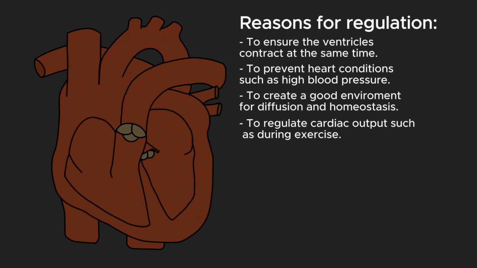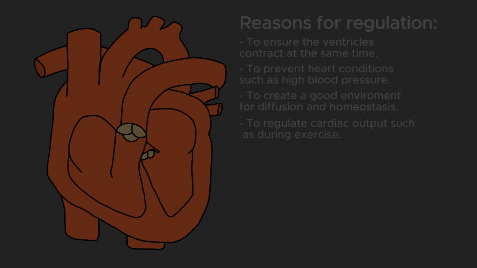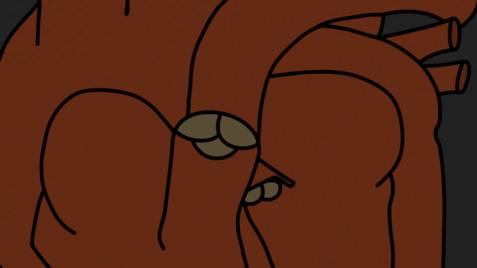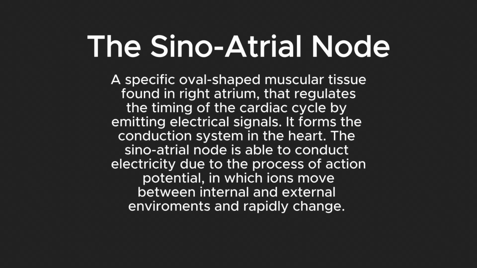It is an intricate process, so it must be carefully regulated. One small error could trigger severe health consequences. The general process begins in the silent atrial node present in the right atrium. This tissue, also often referred to as the natural pacemaker, is responsible for regulating the timing of the cardiac cycle.